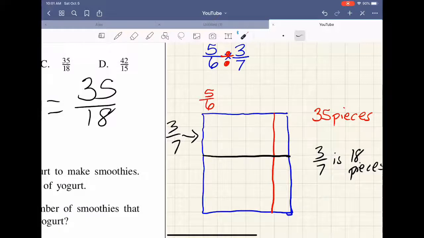Interesting. All right. So let's go and start thinking again of what I would have to do. So I need 18 pieces to make up 3/7s. Okay. That's what I'm thinking about right now.